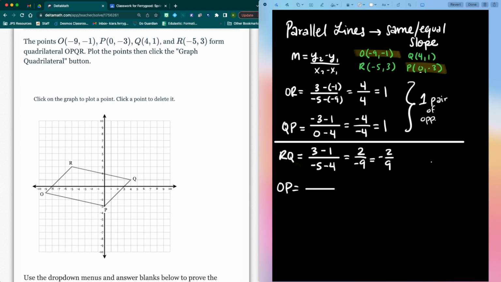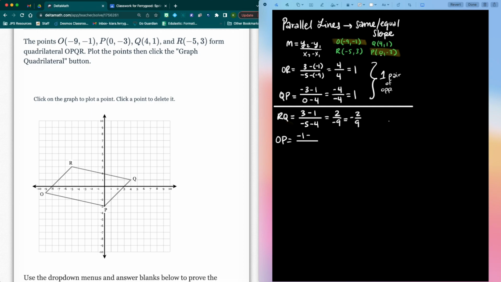I'll let O be my y2, so I'm going to say negative 1 minus a negative 3. And then after that, I'm going to also, on the bottom, subtract my y's. So that's going to be negative 9 minus 0. So on top, I got negative 1 minus a negative 3, which becomes negative 1 plus 3, over negative 9. And so I know that's going to simplify down to a positive 2 over negative 9, which is ultimately still negative 2/9. And so now I have my second pair of opposite sides.